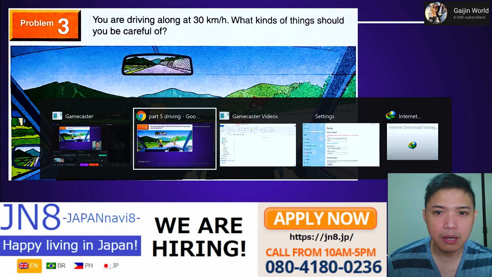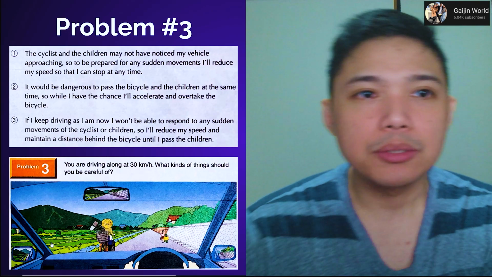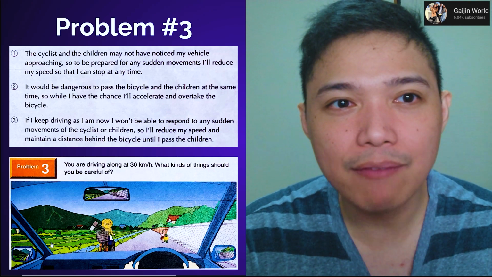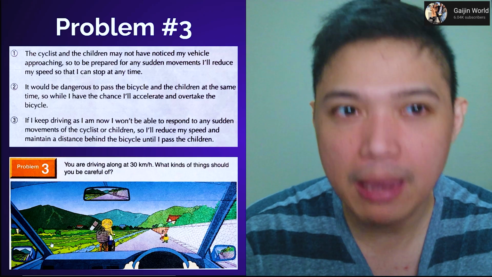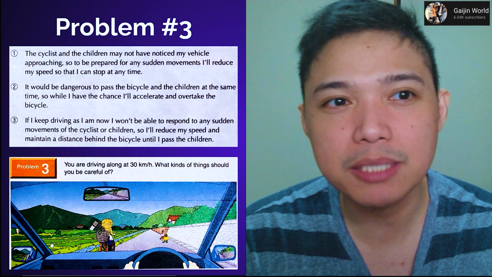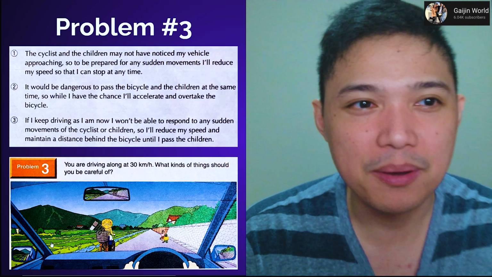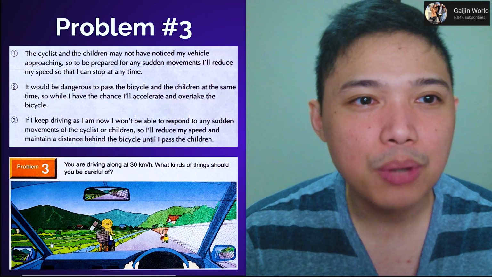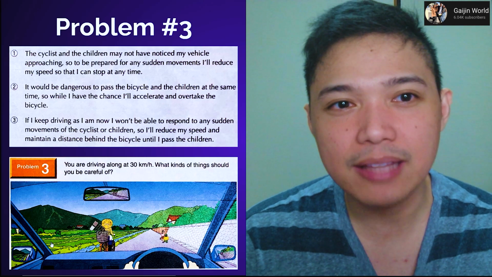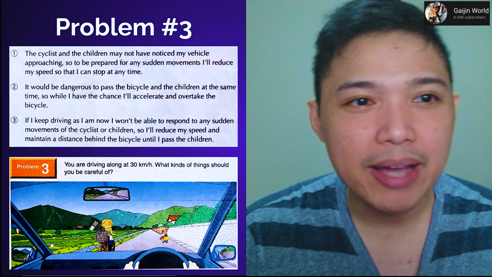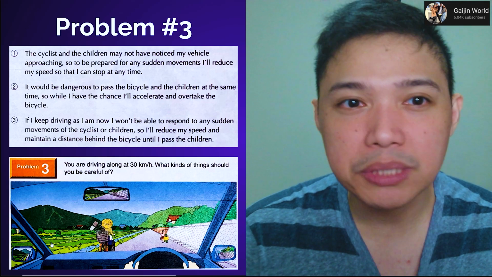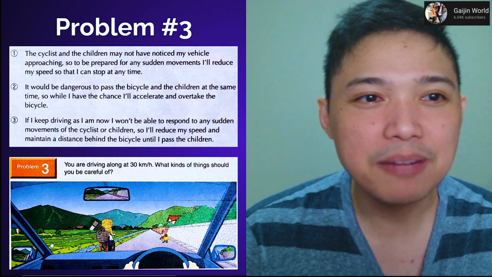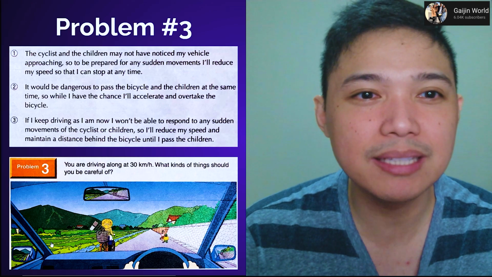Let's see the questions for this problem. Okay guys, these are the questions and they are long. Number 1, the cyclist and the children may not have noticed my vehicle approaching, so to be prepared for any sudden movements, I'll reduce my speed so that I can stop at any time. Number 2, it would be dangerous to pass the bicycle and the children at the same time, so while I have the chance, I'll accelerate and overtake the bicycle. Number 3, if I keep driving as I am now, I won't be able to respond to any sudden movements of the cyclist or children, so I'll reduce my speed and maintain a distance behind the bicycle until I pass the children.